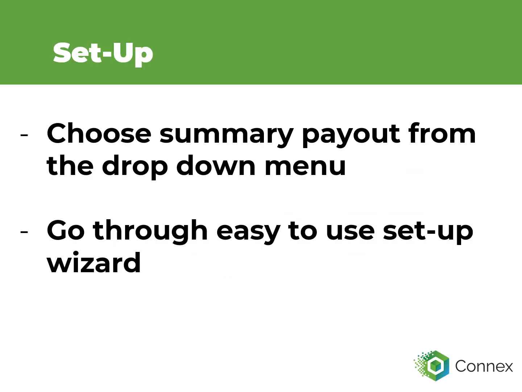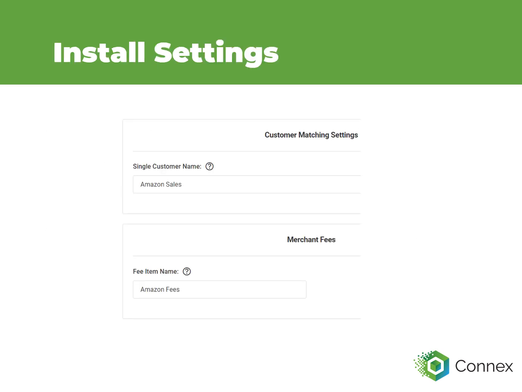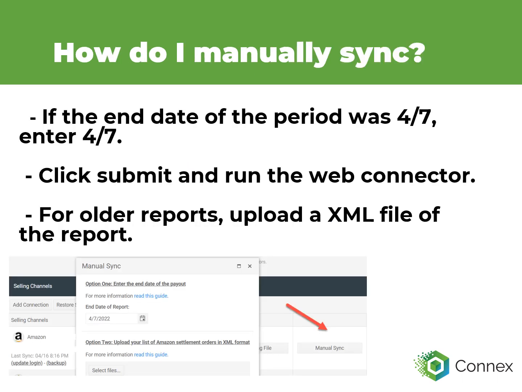Setup is simple. In the installation wizard, choose Summary Payout from the drop-down menu when you're asked for a sync direction, and then go through the easy to set up wizard. You're only asked a few questions in our install wizard. Single customer name, I recommend something like Amazon Sales, and then the item for the fees, I just put in Amazon Fees. So there's a couple of ways to sync your data. If you log into Connex and go to our dashboard, you can click Manual Sync and either choose the end date of the report, or you can upload an XML file, which you can get from Amazon if you want a specific report.